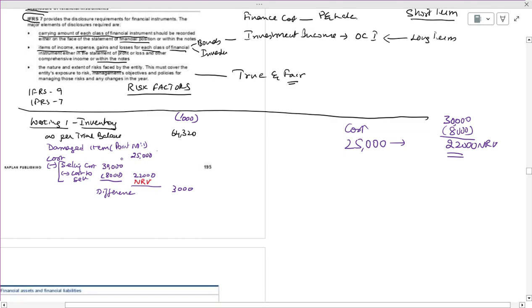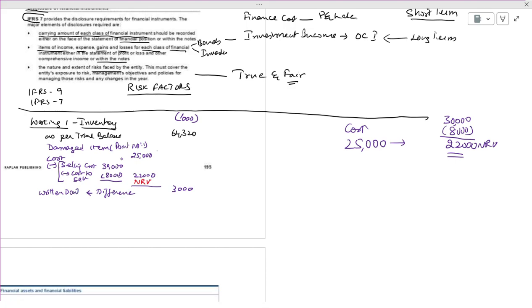When it is 22,000, your value is 25,000. How much amount are you getting with you? You are getting an amount of 22,000. Means you are getting more amount or less amount? Less amount. Is it right? The difference is written down.